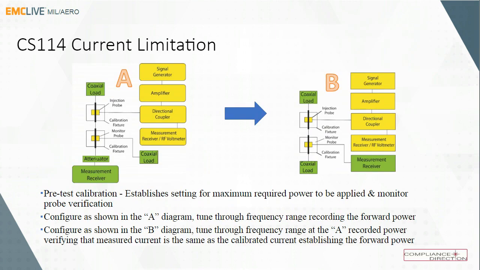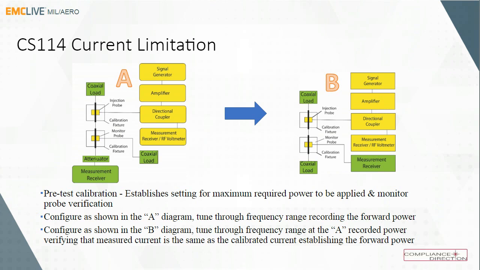The CS114 has a similar type maximum power to be applied for the pretest calibration. By the way, I forgot to mention on CS101 that during the calibration check, we make sure that the waveform is always a sine wave to validate that we're not overdriving our amplifier and distorting the signal. It gives us a range that the amplifier is well within its tolerance.